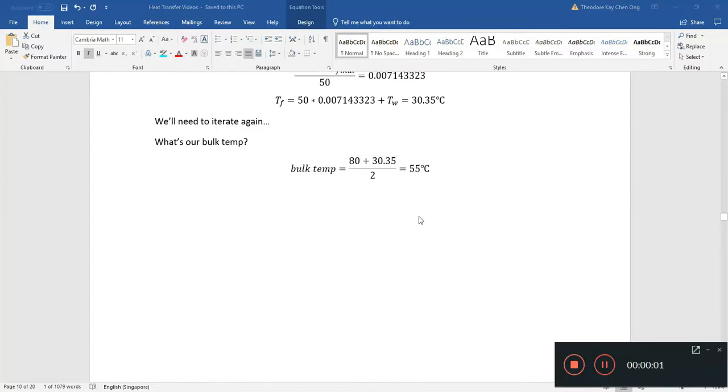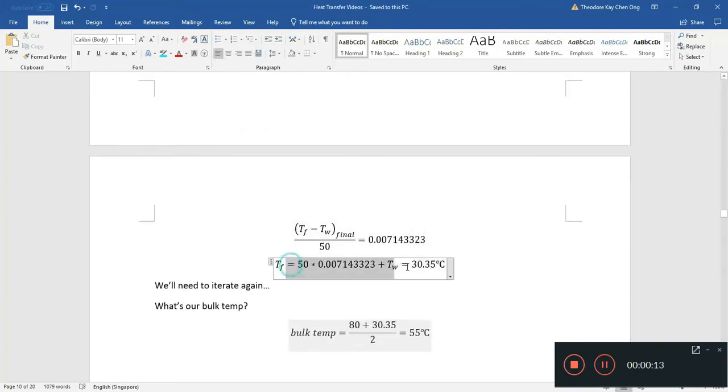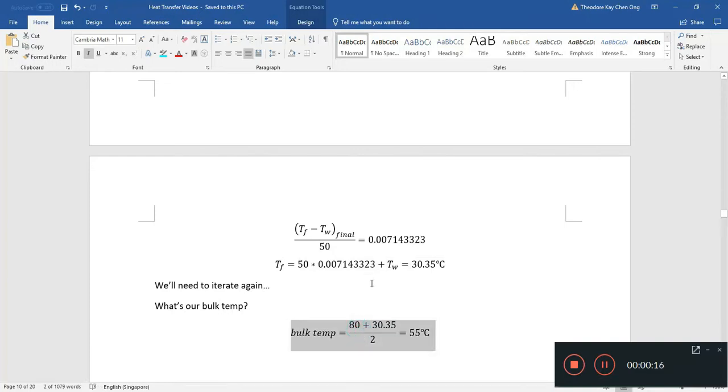Hi, welcome back. So we're going to continue our discussion from the last time. This is part 2 of the question, where we are trying to find the final temperature. Just for the sake of practice, we're going to iterate this again.